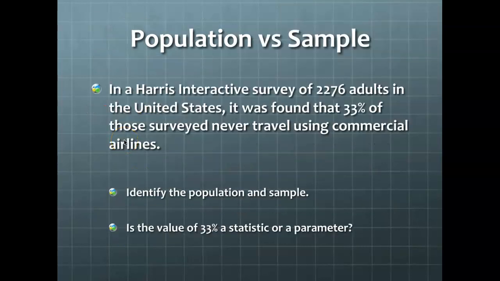Now let's do the checkup. Let's check how well we understand the population versus sample. In the Harris Interactive Survey of 2,276 adults in the United States, it was found that 33% of those surveyed never traveled using commercial airlines. What is the population and what is the sample in this example? Is the value of 33% a statistic or parameter? You can stop the video and think about it for a minute.